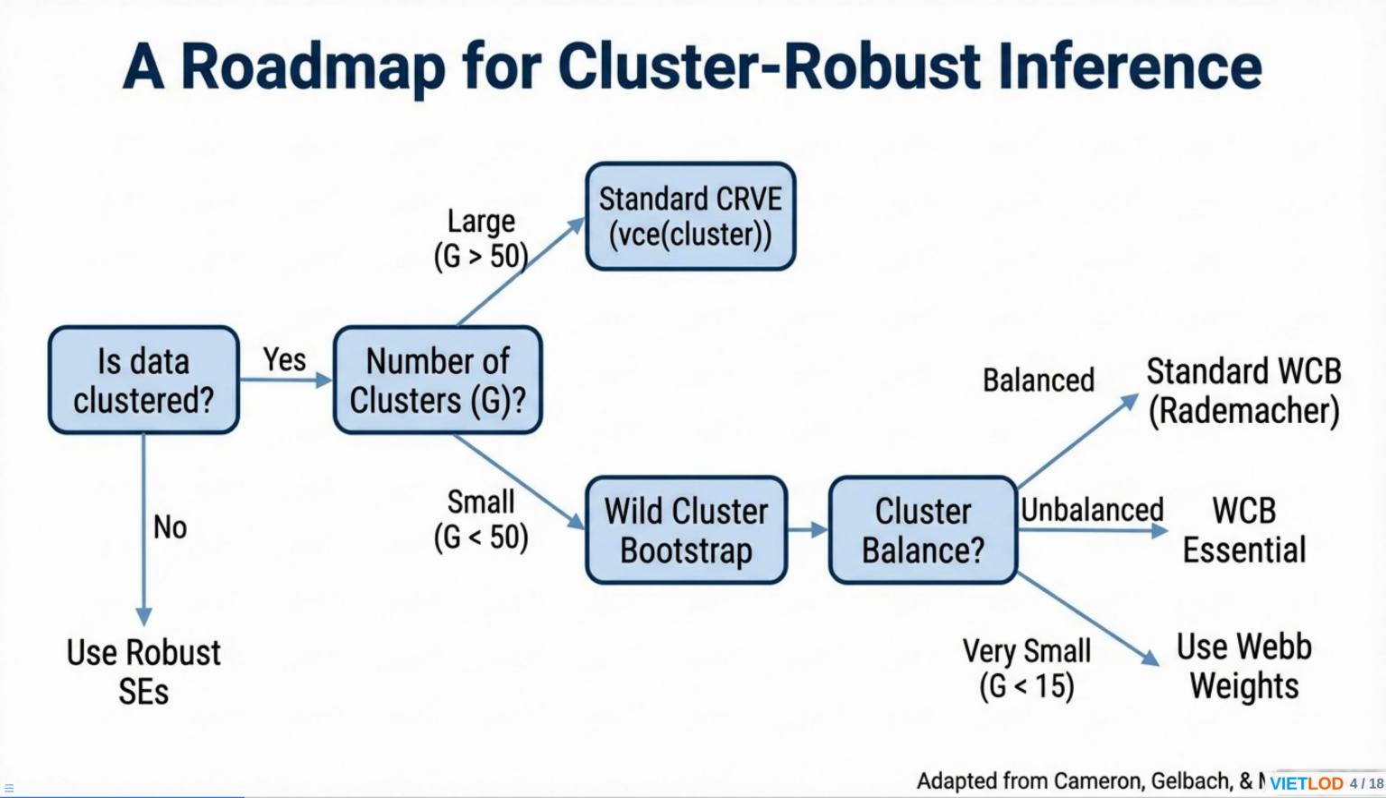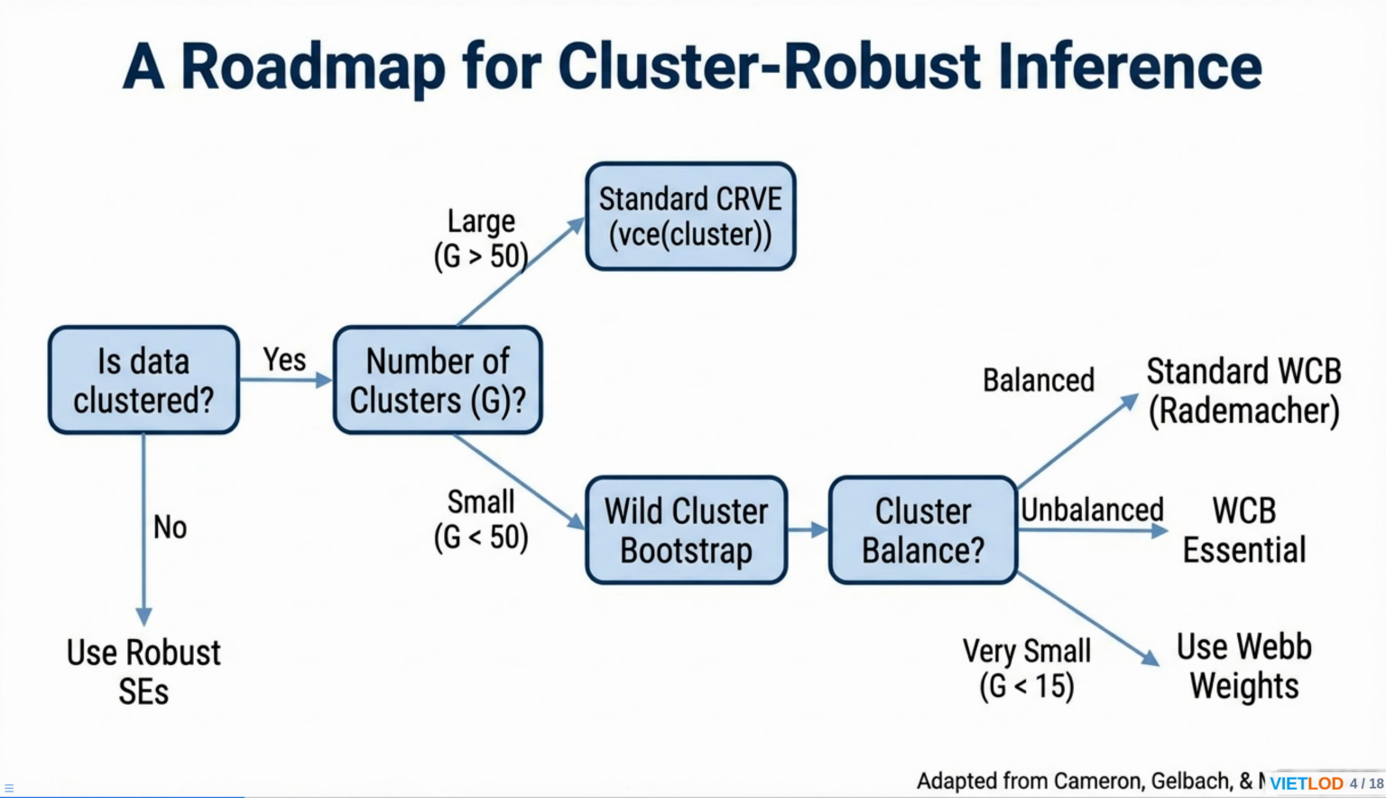This decision tree provides a clear guide for choosing the correct inference method when dealing with clustered data. The first question is fundamental. Is your data actually clustered? If not, robust standard errors are typically sufficient for valid inference. However, if your data exhibits a clustered structure, the next crucial step is to determine the number of clusters, denoted as G. If G is large, typically greater than 50, you can safely rely on standard cluster robust variance estimators, often implemented using WCB cluster in statistical software. This scenario aligns well with asymptotic theory.